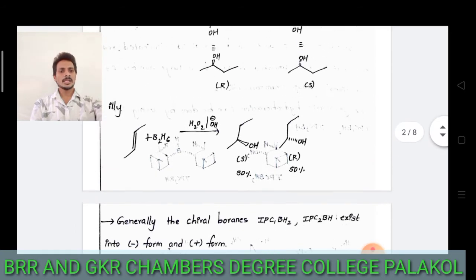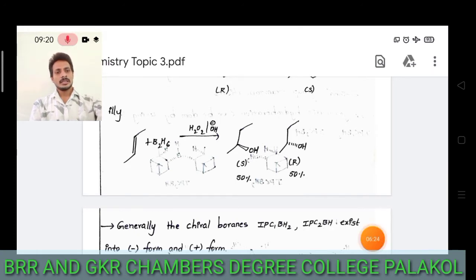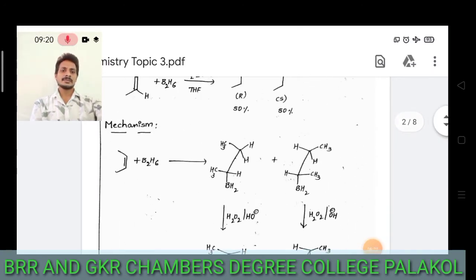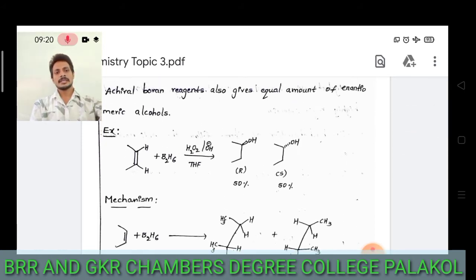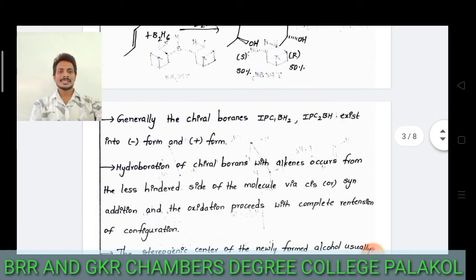The mechanism of these reactions is also similar to the previous reactions. In the previous reactions, Z alkenes treated with hydroboration followed by hydrogen peroxide and basic medium give 50% R isomer and 50% S isomer. Similarly, E alkenes are also treated with boron hydride in the presence of hydrogen peroxide and basic medium. Again, it gives 50% R isomer and 50% S isomer. Generally, the chiral boranes IPCBH2 and IPC2BH exist in minus and plus forms.